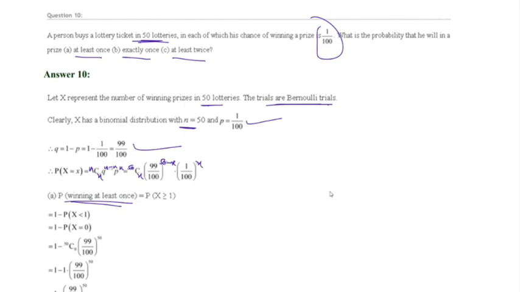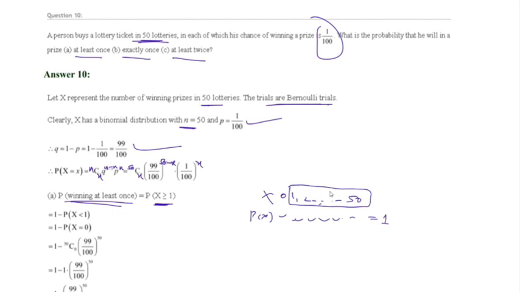So let's see. First question, at least once. Winning at least 1 means X is greater than or equal to 1. Greater than or equal to 1 means it is nothing but 1, 2, 3, so on up to 50. It is X random variable. So the probability distribution will be different here for different values. So you have to find winning at least once, means X is greater than or equal to 1. Start from 0, right? So 0, 1 up to 50, we have to find all these values from 1 to 50. It will be very lengthy.